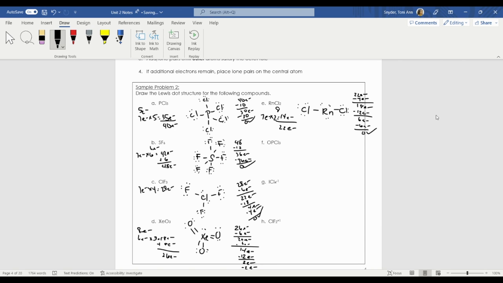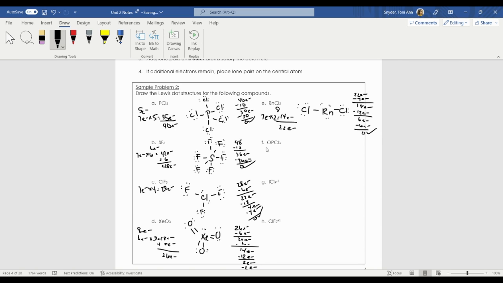And what we'll talk about in a later video is what's the shape of these, right? Because as you see, we are clearly not working with just those 5 basic shapes anymore. We got some other shapes in there. So we'll account for those soon. Let's try this one, OPCl3.